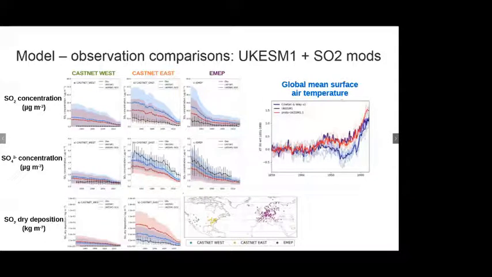Okay, so this series of plots is the same as the previous panels, but with the addition of UKSM1 with the bug fixes and modifications, which are shown in the red lines for all of the plots. A lot of the bug fixes and modifications that have been implemented are focused on the dry deposition process, to improve its treatment in the model and to increase the dry deposition and therefore remove SO2 from the atmosphere.